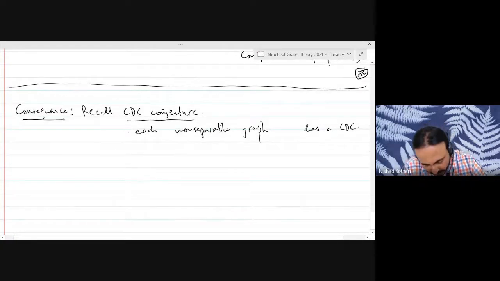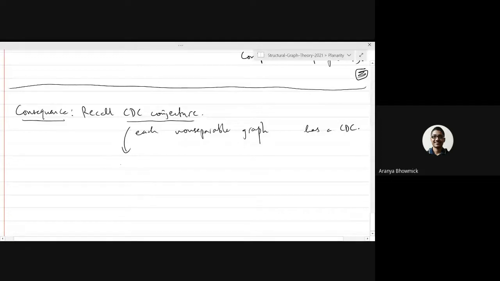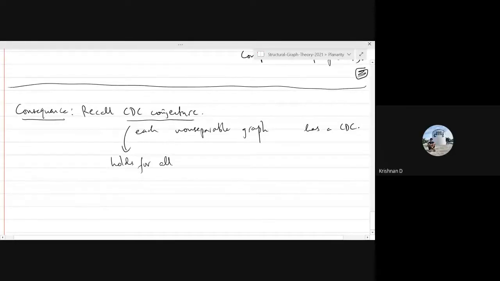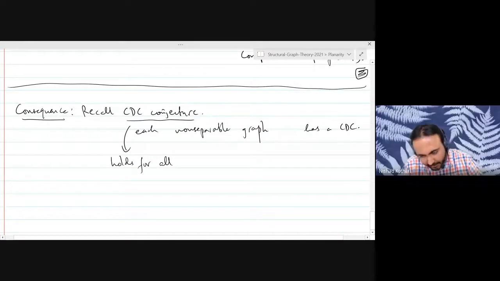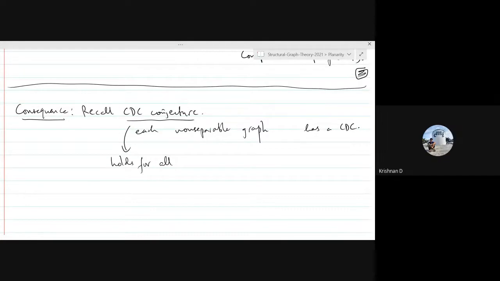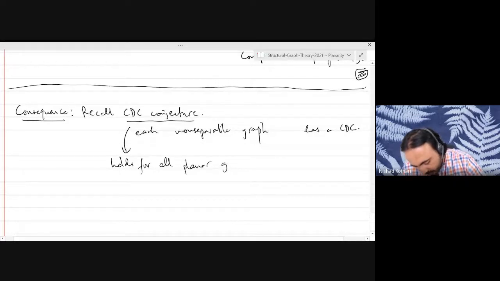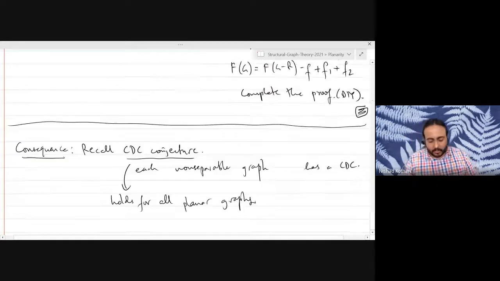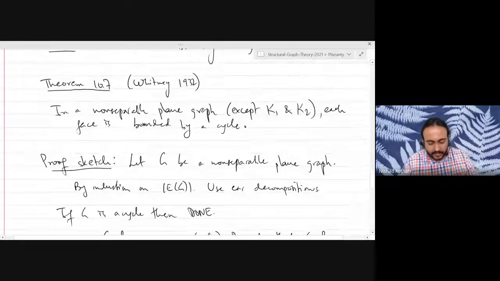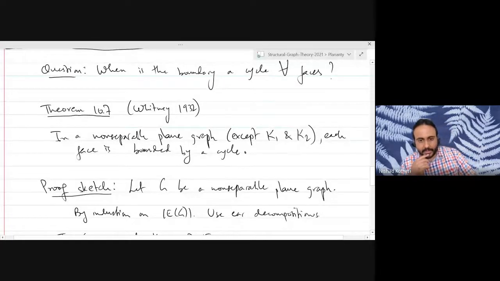Can you repeat the statement of the cycle double cover conjecture once again? Every edge can be part of at most two cycles. I mean two faces. Yes, exactly. In fact, it will be exactly two faces, because the only time it can be part of only one face is when the edge is a cut edge. So my claim is that this holds for all planar graphs. Because you look at the planar non-separable graphs and you look at Whitney's theorem, every face is bounded by a cycle. So you take all the faces and now you have a cycle double cover of that graph.